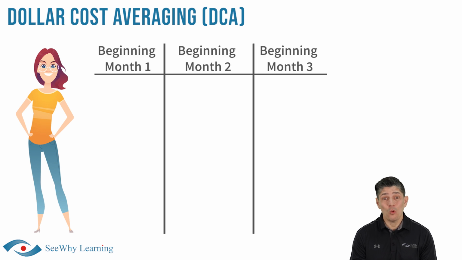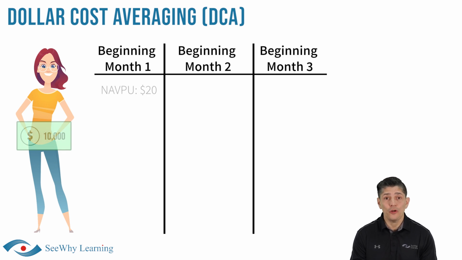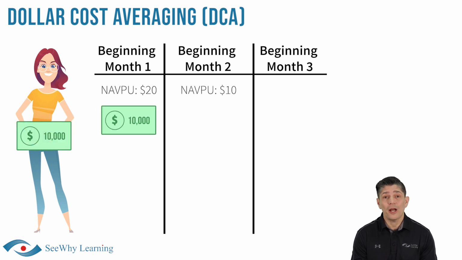At the beginning of month 1, when Sarah made her first contribution, the net asset value per unit was $20. Net asset value per unit, or NAVPU, is just a fancy term for unit price. Sarah invested $10,000. By the beginning of month 2, the NAVPU fell to $10, half of what it was the month before. This is where I'm exaggerating a little bit to drive home the point. Sarah sure is glad she didn't invest all of her money in month 1.